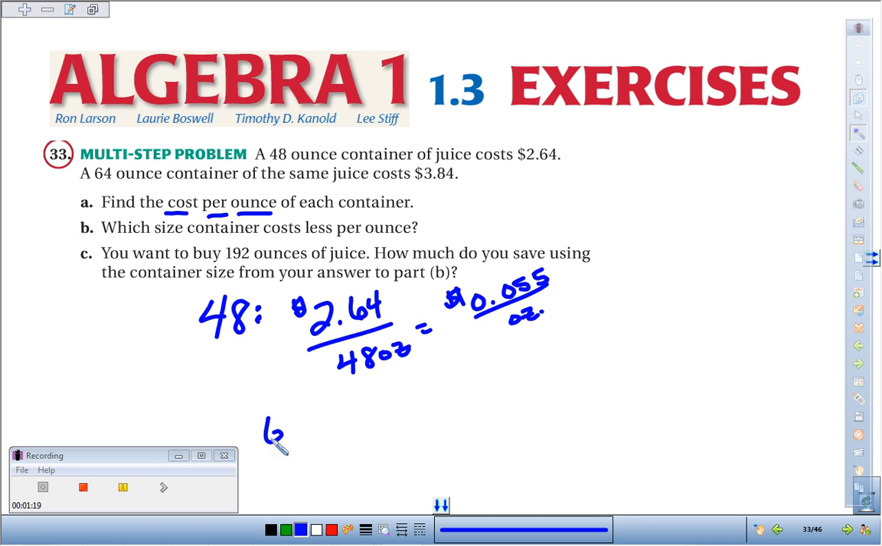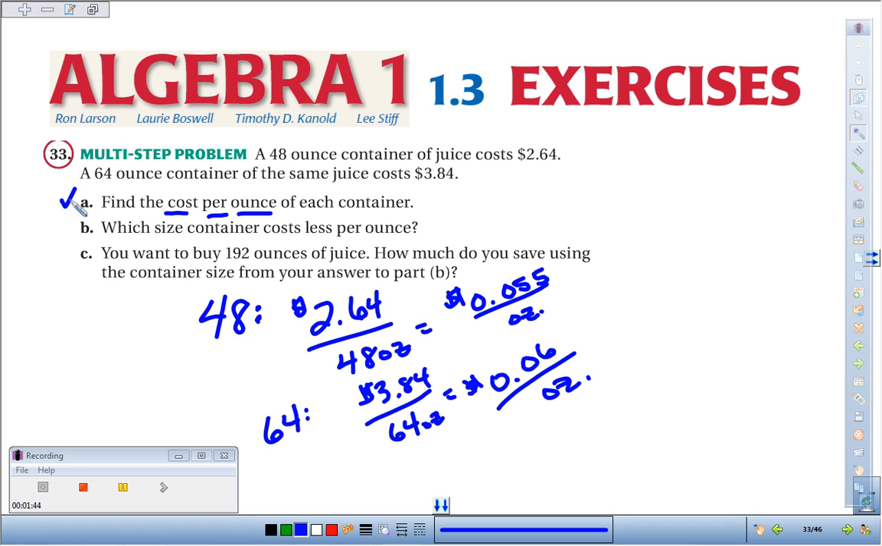Now let's look at the 64-ounce container. The total cost is $3.84 per 64 ounces. Now if I take and calculate the unit rate, 3.84 divided by 64, we get a unit rate of 0.06, or 6 cents per ounce. So we've done part A, we've calculated the cost per ounce of each container.